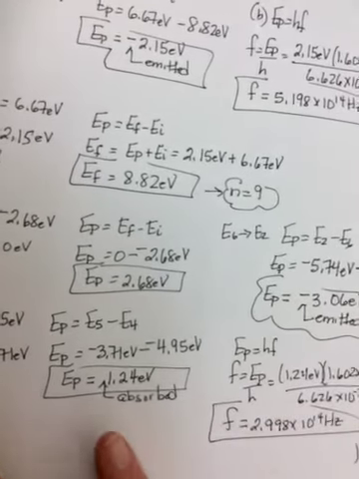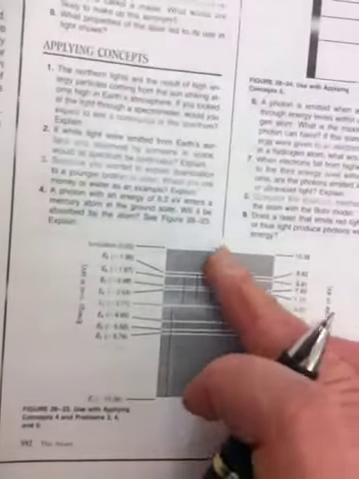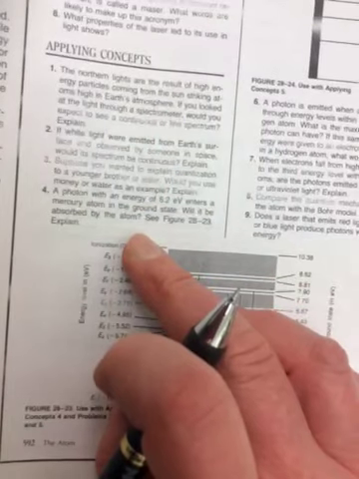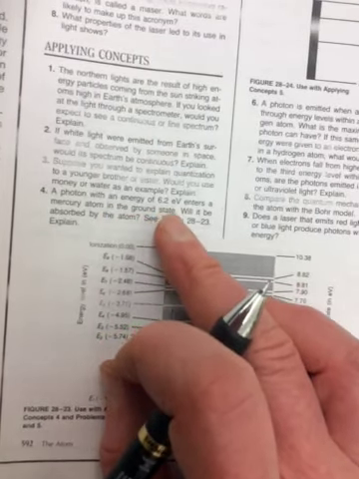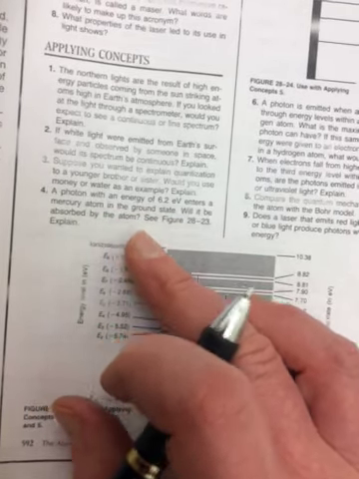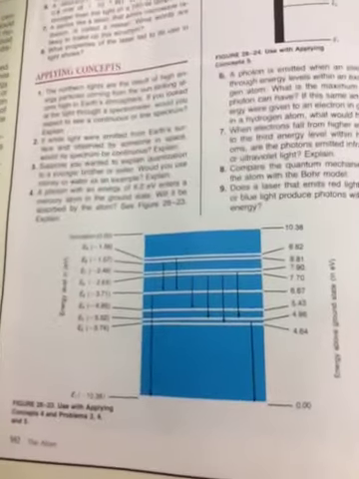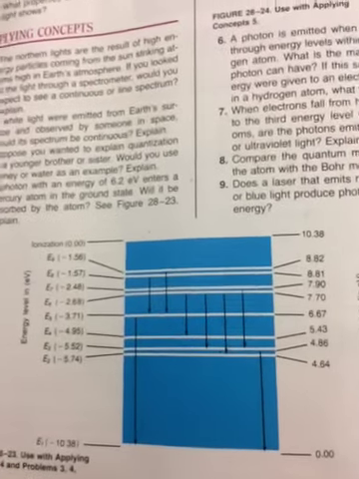Okay, so that's 1 to 5 on that page, but then I asked you to do number 4 and 5 on the applying concepts. So number 4 says a photon with an energy of 6.2 electron volts enters a mercury atom in the ground state. Will it be absorbed by the atom? I think I have to switch to a better chart. Here's the colored one.